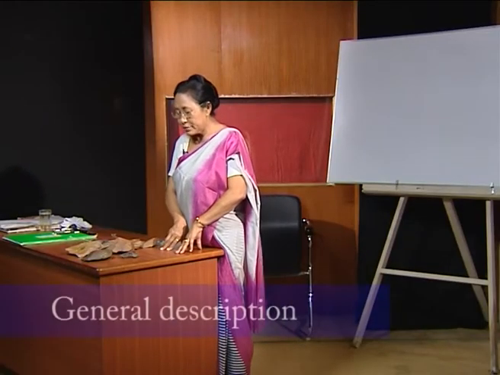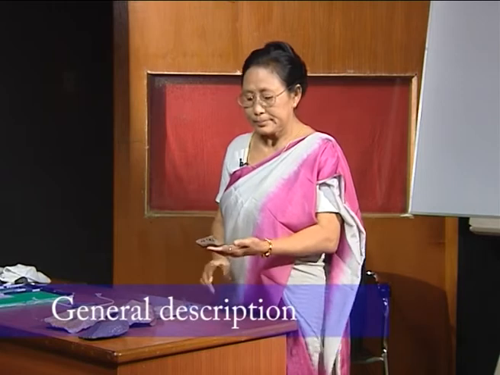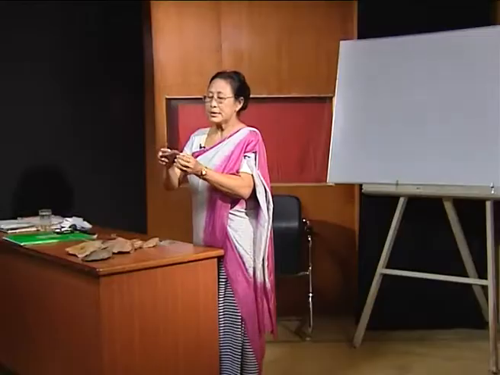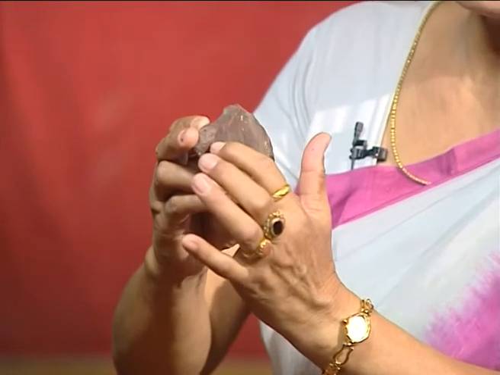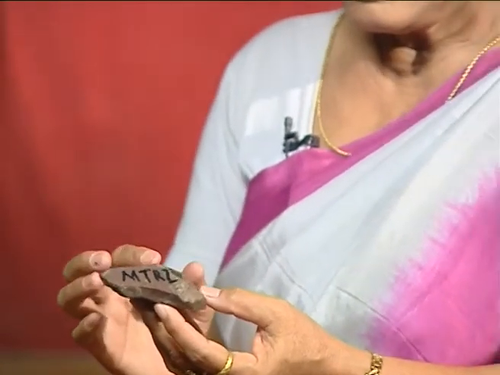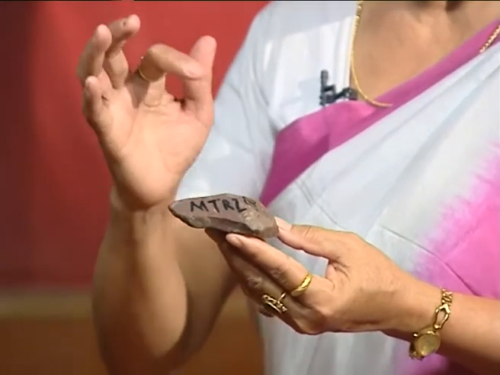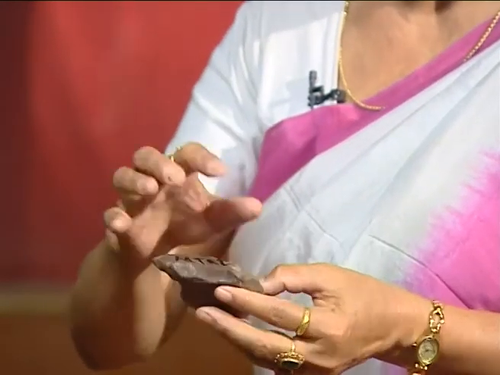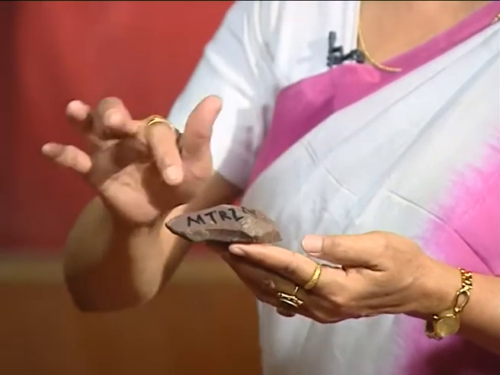Then next comes the general description of this tool. The given specimen is a flake tool because it is made out of a flake. It possesses the positive bulb of percussion here. It shows it is a flake tool and it possesses some characters. What characters? It has a number of primary flake scars and also secondary flake scars, and it is somewhat triangular in shape, having 3 angles.